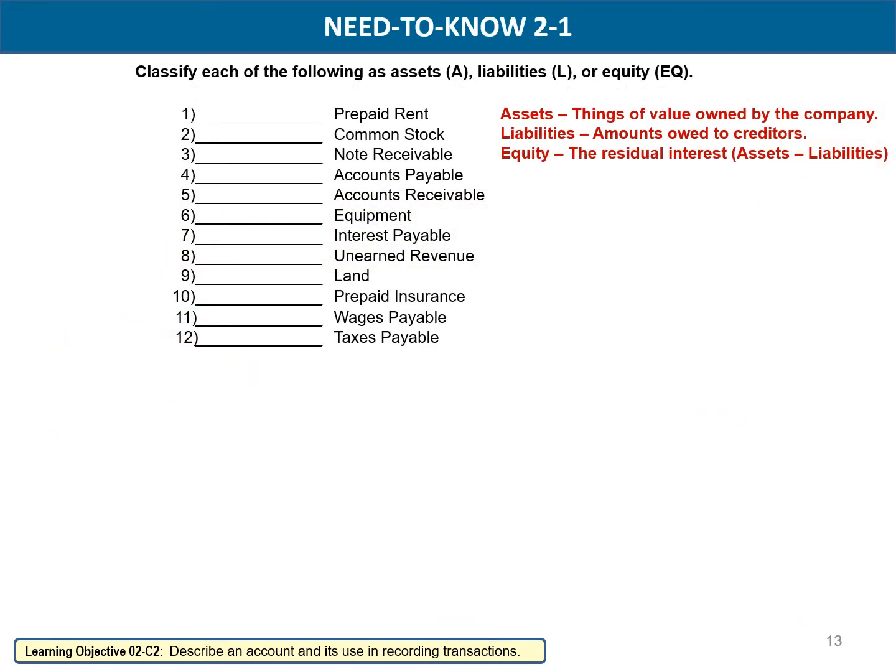All right, so let's see if we can classify each one of these accounts in the right bucket. Are they an asset account, liability account, or equity account? If you remember, assets are things of value that are owned by the company, liabilities are owed to creditors, and equity is the residual interest. So the first one's prepaid rent. The thing to know about this is that anytime you have prepaid in the account name, it's always an asset. So is prepaid rent an asset, liability, or equity? It's an asset account, right? And what about common stock?